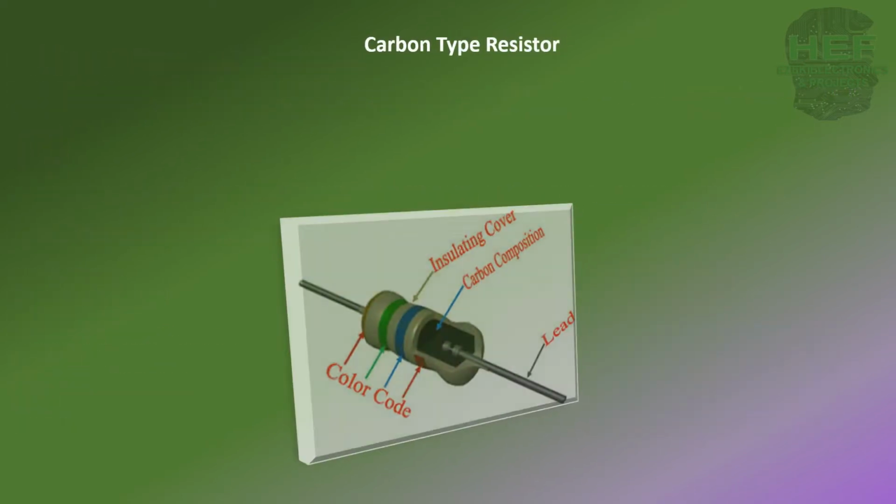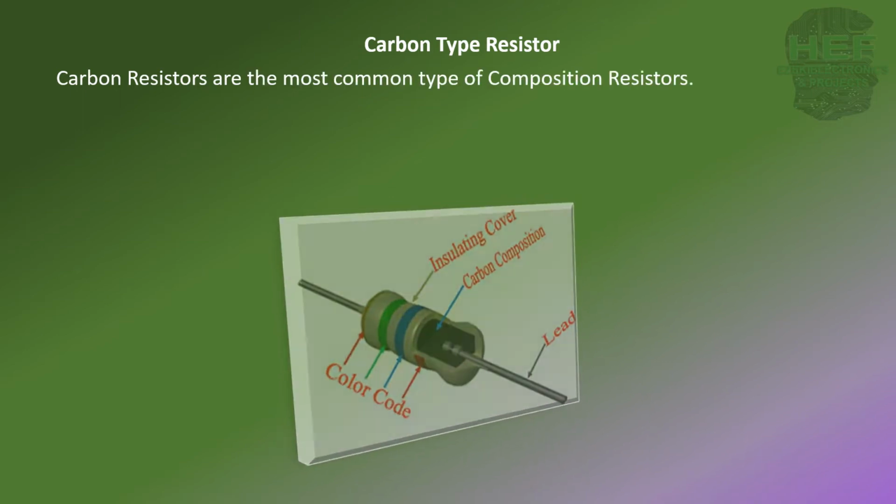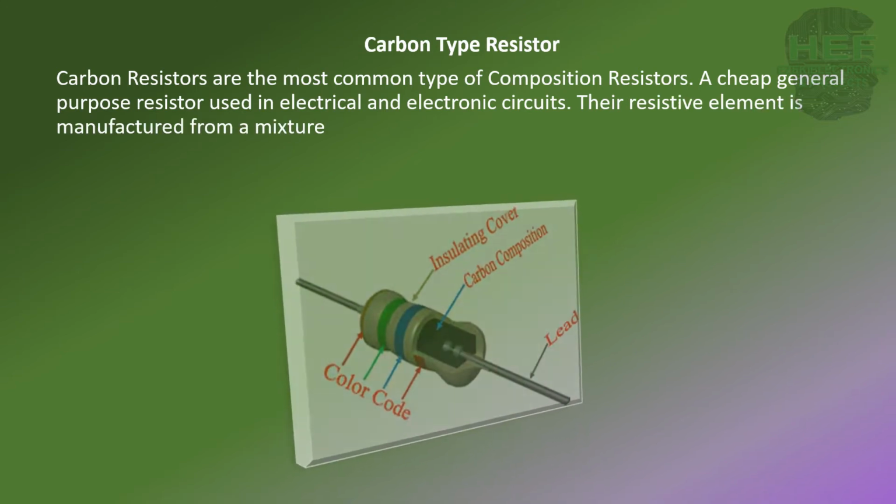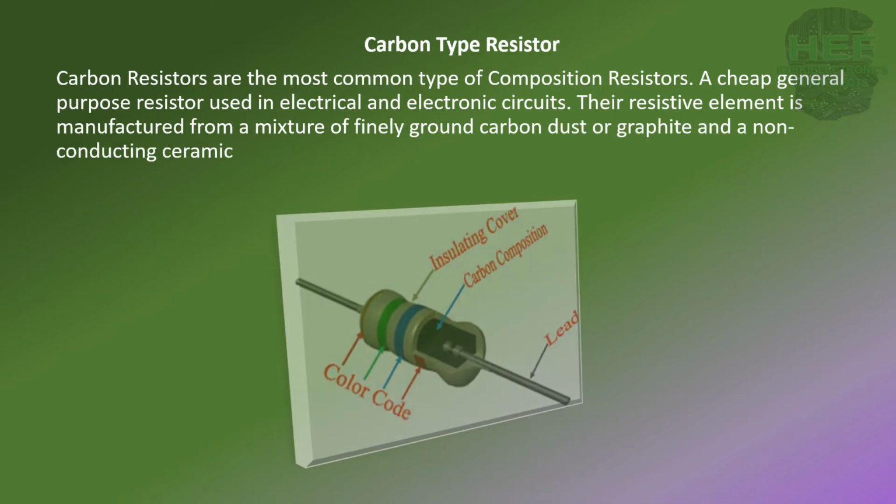Carbon type resistor. Carbon resistors are the most common type of composition resistors. A cheap general-purpose resistor used in electrical and electronic circuits. Their resistive element is manufactured from a mixture of finely ground carbon dust or graphite and a non-conducting ceramic powder to bind it all together.